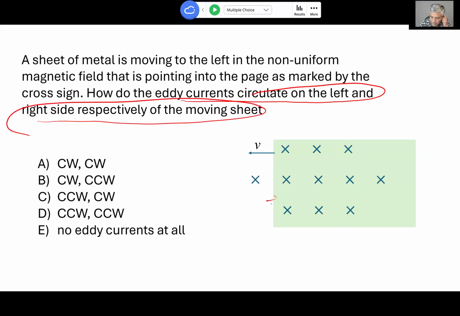So left side means this side, where it is leaving, right? So here left side, leaving. Right side, it is entering, right? So it is entering.